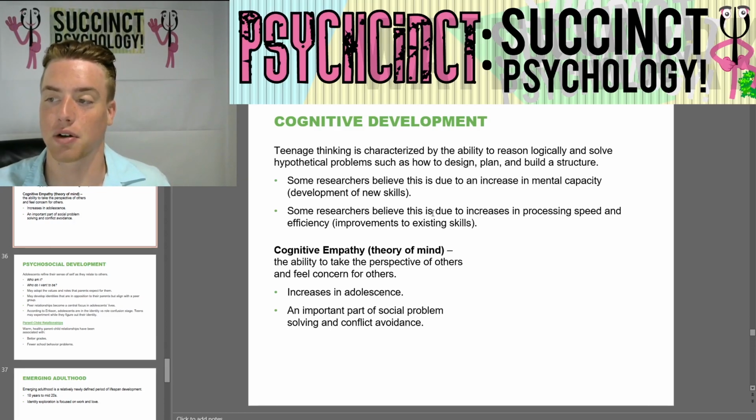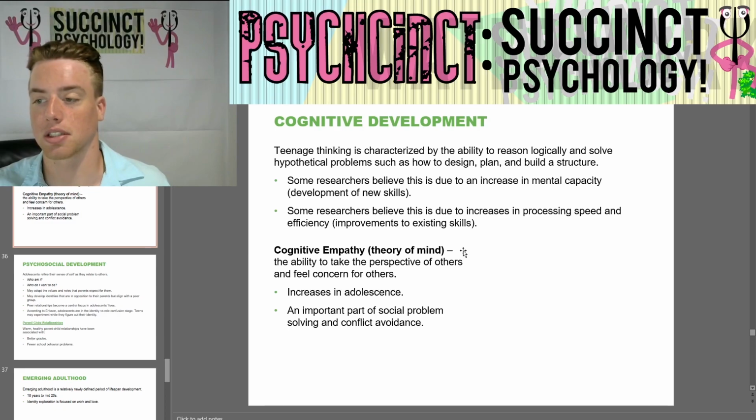Teenage thinking is characterized by the ability to reason logically and solve hypothetical problems, such as how to design, plan, and build a structure. Some researchers believe this is due to an increase in mental capacity and development of new skills, and some researchers believe this is due to increases in processing speed and efficiency or improvements to existing skills.